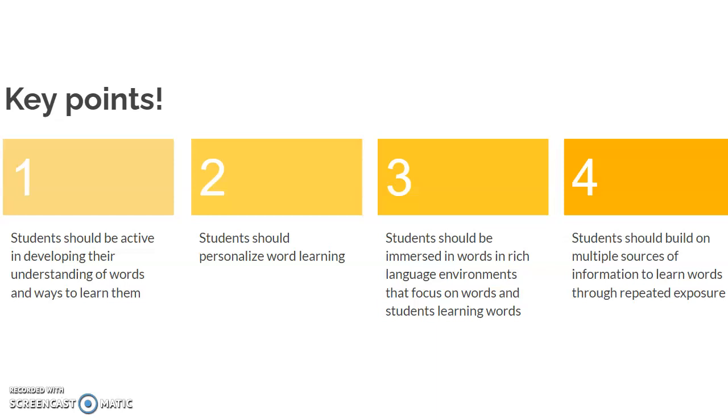The fourth and final key point is that students should build on multiple sources of information to learn words through repeated exposure. Using the models that we talked about before, they need to have content vocabulary, general academic vocabulary, word parts, tier 1, 2, 3 words, and word consciousness. All of those things need to work together through repeated exposure. Words need to be repeated over and over and over, and kids need to be exposed to those words in order to fully grasp the concepts that you're teaching them in class.